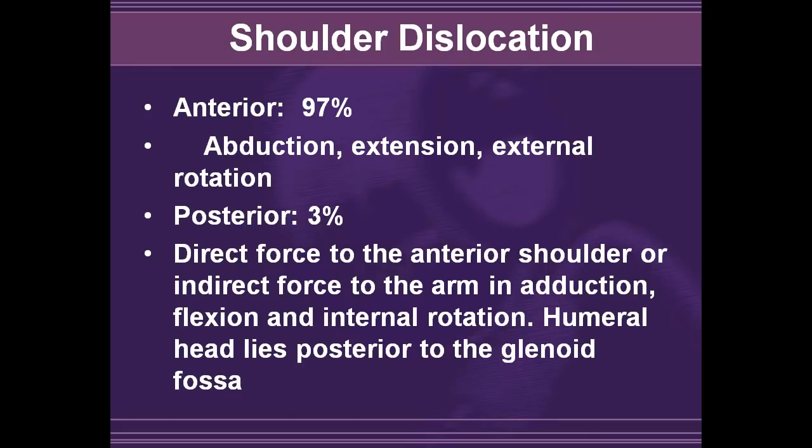So dislocations of the shoulder are fairly common. Anterior dislocation accounts for 97%, whereas posterior dislocations are fairly uncommon. Usually a direct force to the anterior shoulder or indirect force to the arm in adduction, flexion, and internal rotation leads to a posterior dislocation.